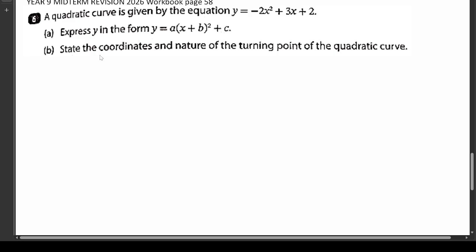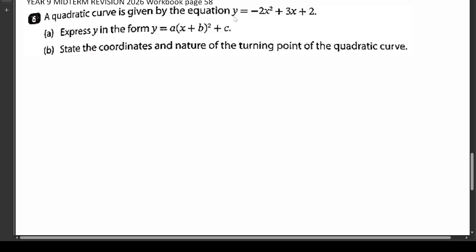Hello students. Okay, this is continuation with revision from the workbook. I asked you to do question 6. Okay, let's look at question 6. Now, question 6 is on quadratic chapter.